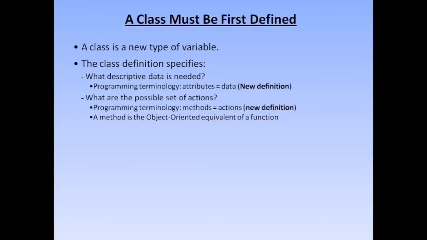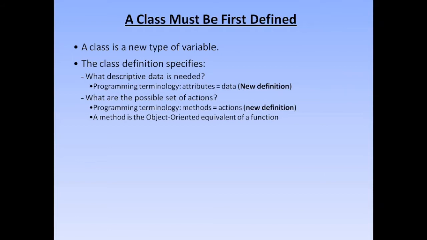A class is a new type of variable. You've already studied what a variable is. In case of primitive data types, a variable is an entity that holds certain information in accordance with its data type. Like integer data type holds integer values, and float and double hold decimal values. So the class definition specifies what descriptive data is needed. Programming terminology: attributes equal data, new definition.